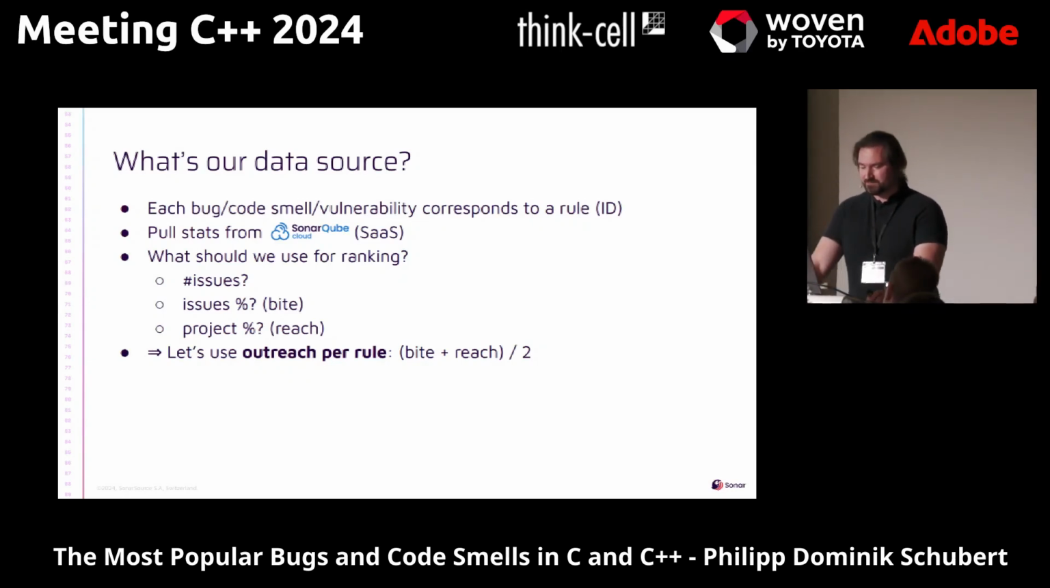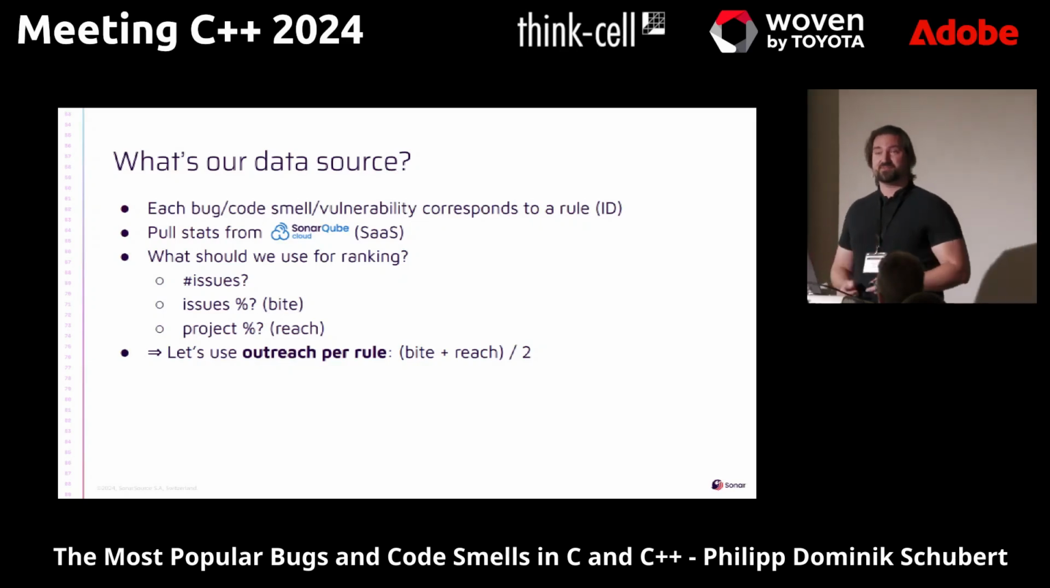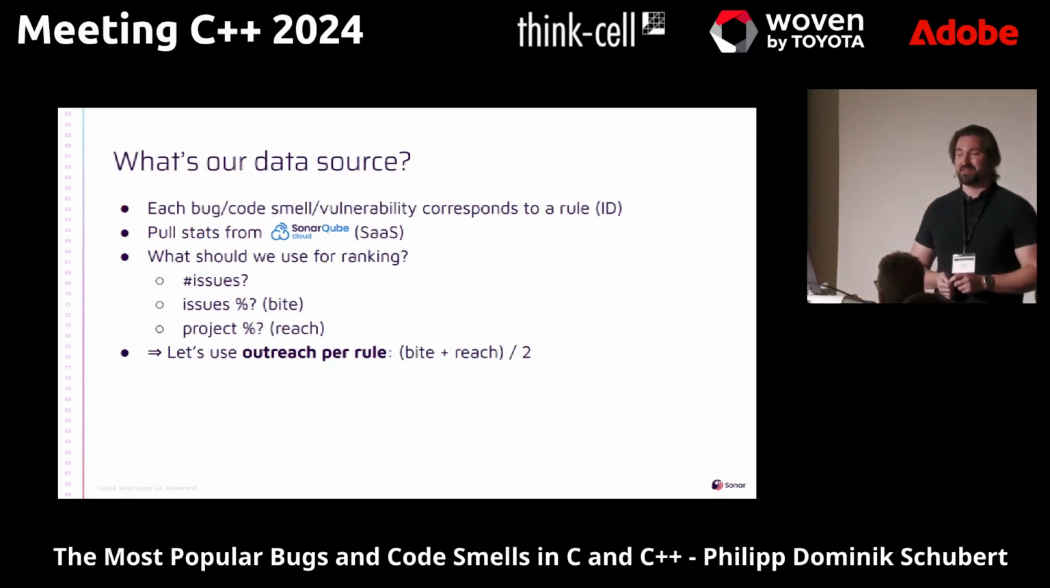Because if you have a gazillion issues and only one single project is affected, then maybe that project has some inherent flaw, or maybe it doesn't seem really important. But if a rule causes a huge byte and has a huge reach, then it is probably really important and we should do something about it.